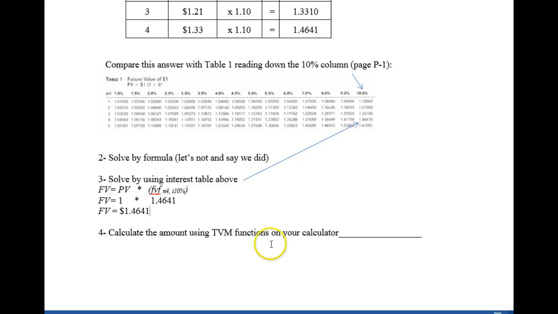You could also do this using your calculator. Calculate the amount using the time value of money functions on your calculator. Enter $1 as the present value, n equals 4 and I equals 10, and solve for the future value. Make sure that you empty all the registers on your calculator before you do that, and you will find your calculator gives you 1.46.